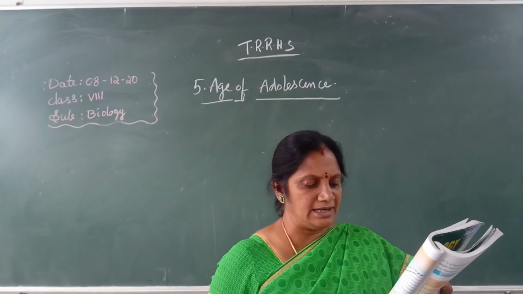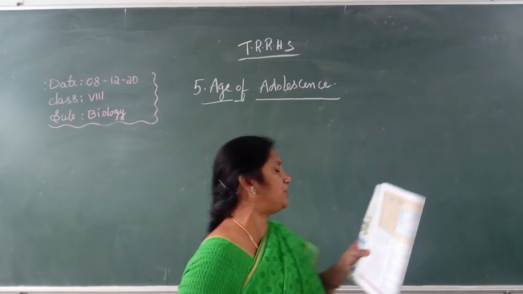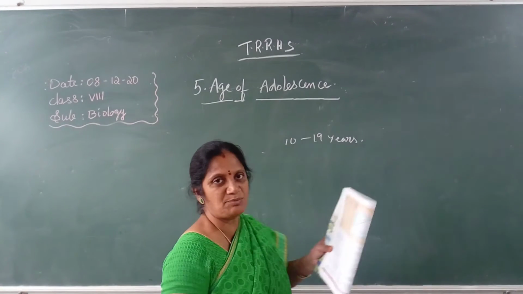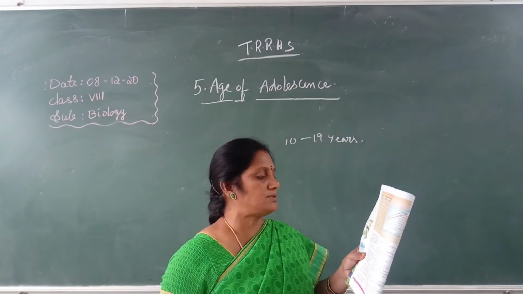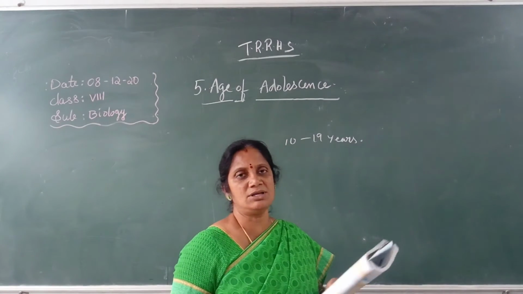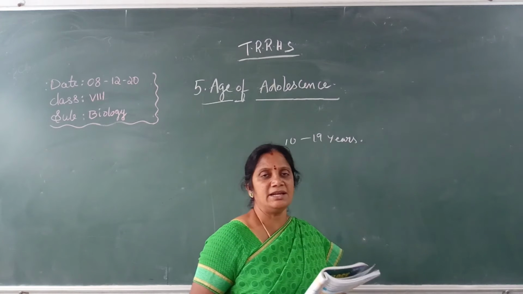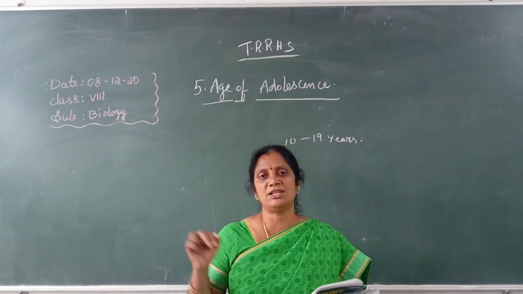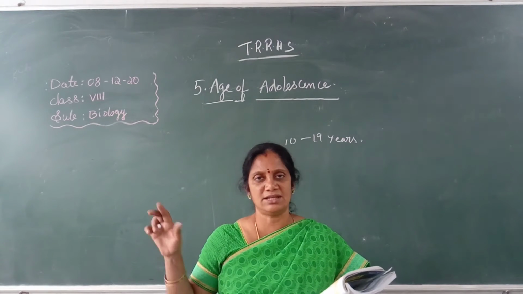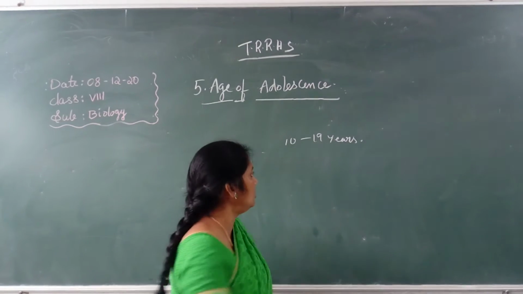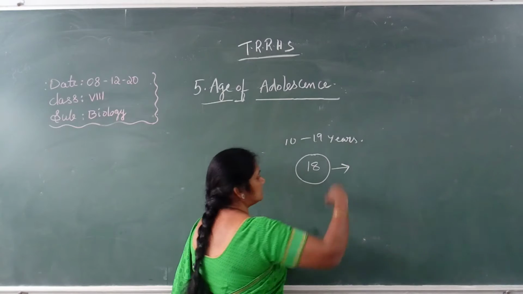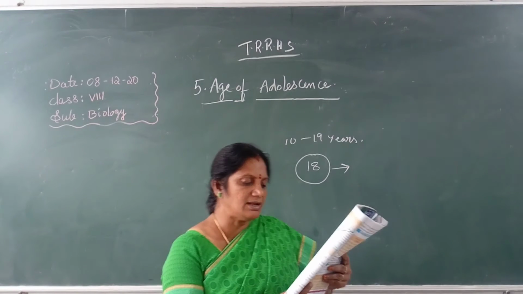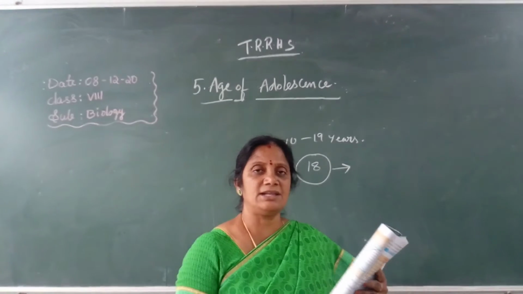When does growth in height nearly stop? The adolescent period is 10 to 19 years, but the growth period stops at 18 years, both in girls and boys. Already we discussed that in plants the growth is continuous, but in human beings, and animals especially, growth is restricted to a certain age. In human beings it is restricted to 18 years. Whatever height you have at 18 years will be constant, and it will not increase further. So growth nearly stops at 18 years.